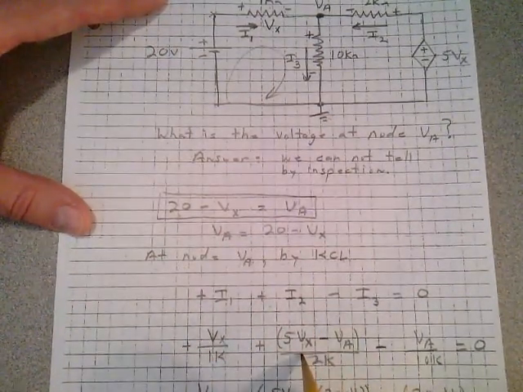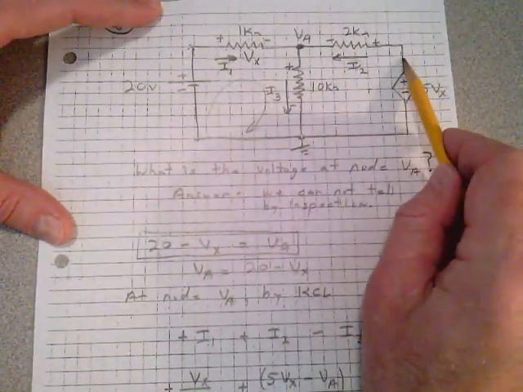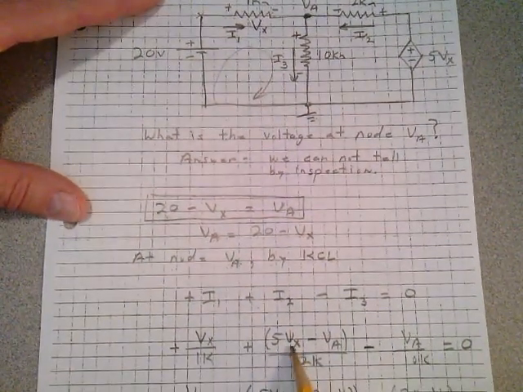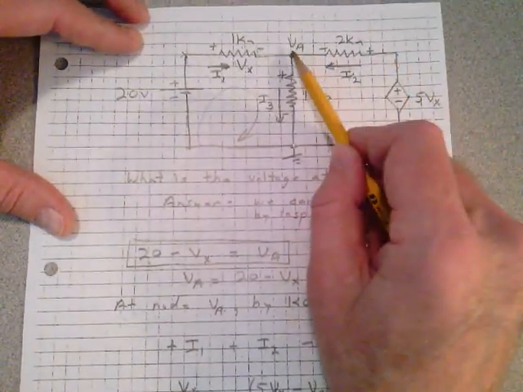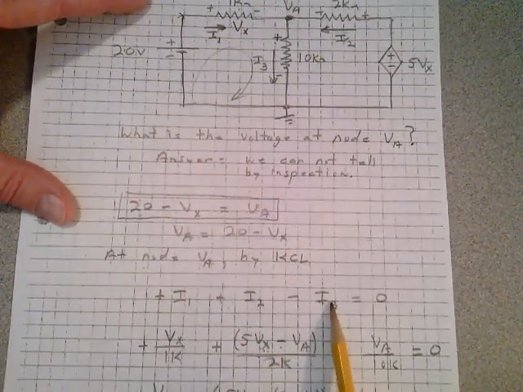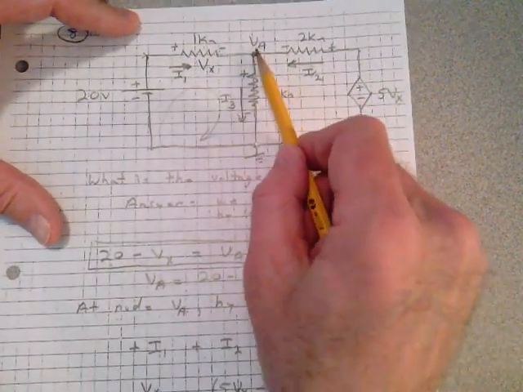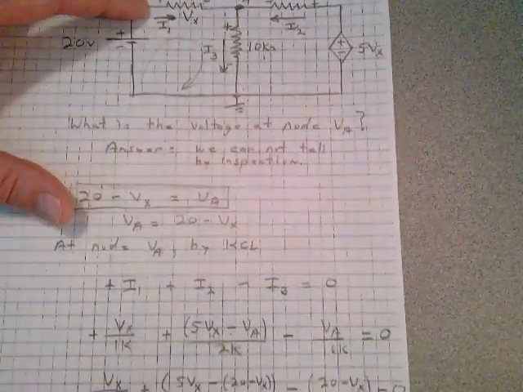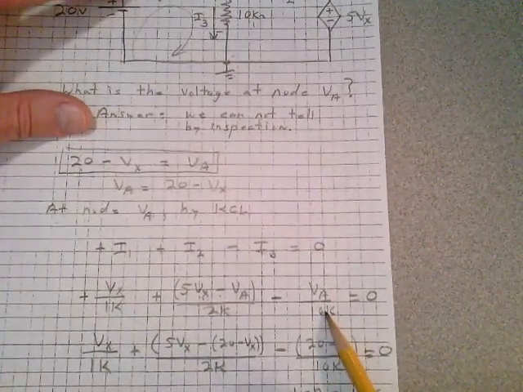What is I2? What's the current I2 up here? It's the voltage at this point minus the voltage at this point divided by 2K. So it's plus 5 Vx minus Va over 2K. Just Ohm's law. And what's I3? I3 is just Va over 10K. Well, it's really Va minus 0 over 10K. So there's Va over 10K equals 0.